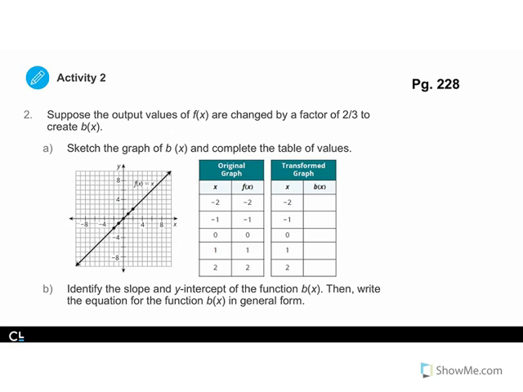Go ahead and turn to page 228. These are the same directions. It really looks the same. You've still got that basic function graphed. You've got your tables not filled in yet. But we've got something different. It says, suppose the output of f of x are changed by a factor. Factor means dilation, which means we're going to multiply, of 2/3 to create b of x.